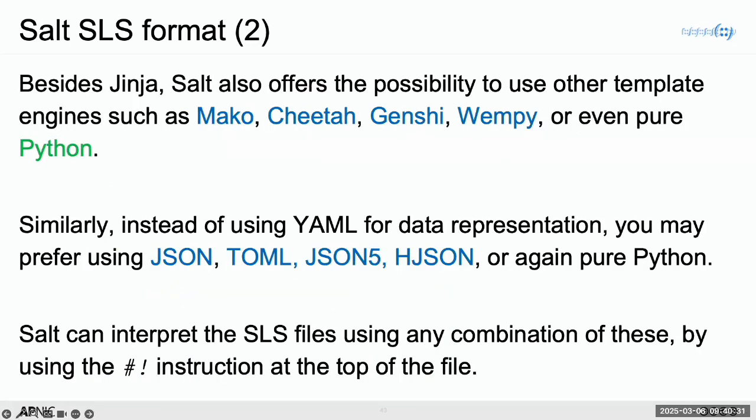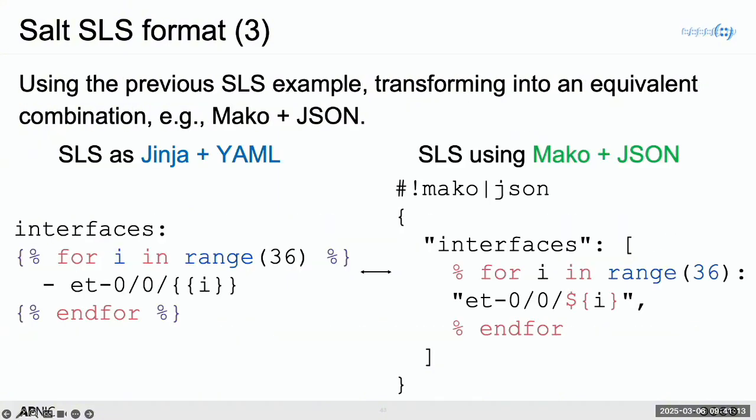Aside from Jinja, Salt can also use other template engines which are available here, and you can even use Python as well. Similarly, instead of YAML, there are other ways to represent the data. Maybe you like JSON, maybe you like HJSON, and you can even have pure Python to represent the data. And then Salt can interpret the SLS file using any combination of these tools, and we can write the instructions.